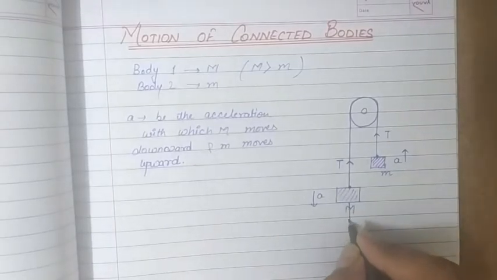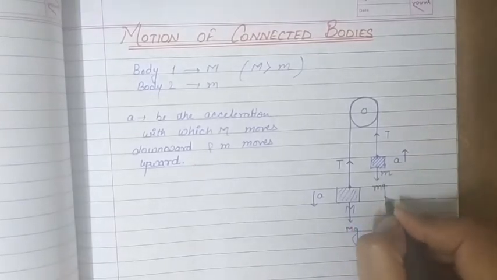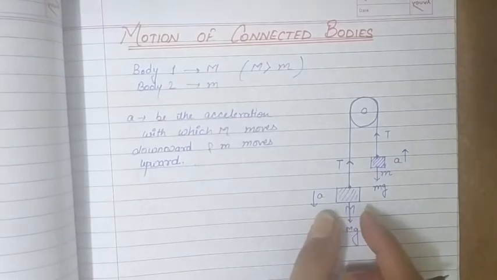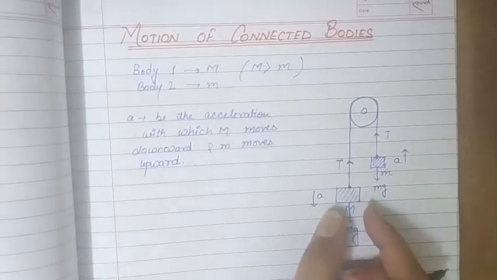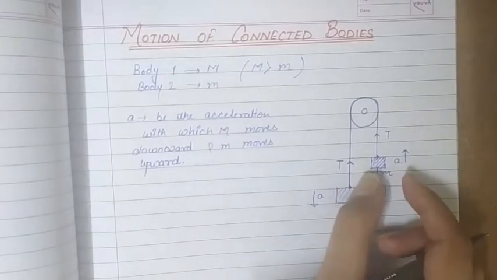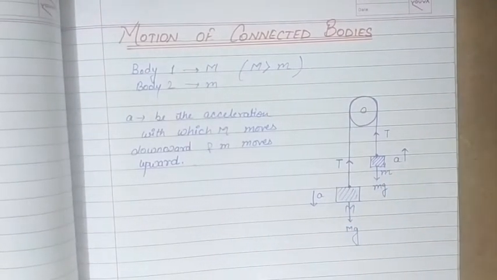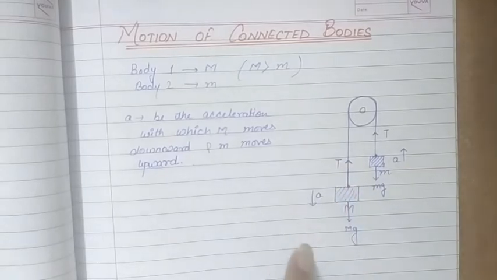Now the weights of these objects act downwards, that is capital Mg and small mg, where the object of mass capital M is moving downwards and the lighter object of mass small m is moving upwards. Since there is motion, that means this is not an equilibrium situation; net force is not equal to 0. So we are going to write equations for the forces on both the masses one by one. I am going first with this capital M mass.